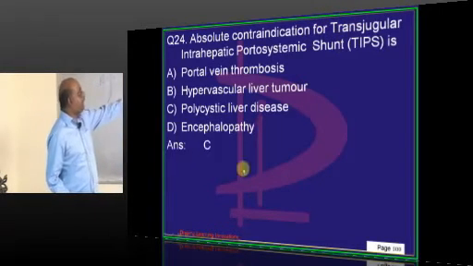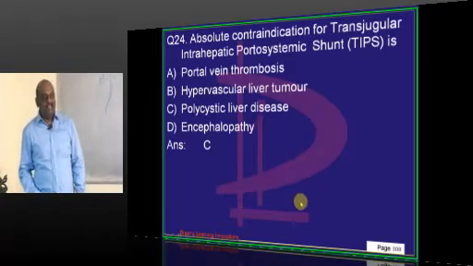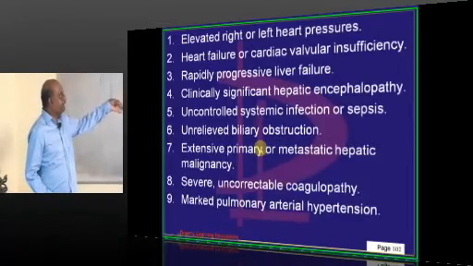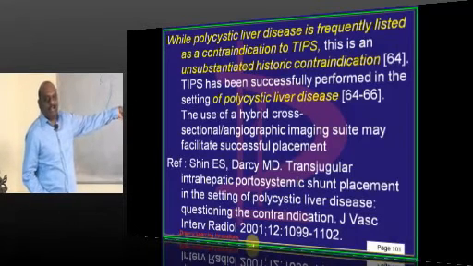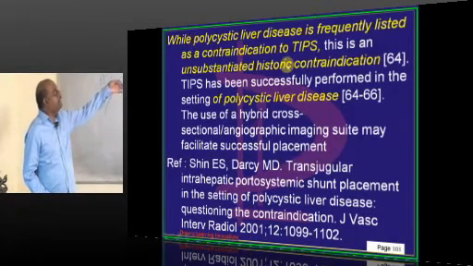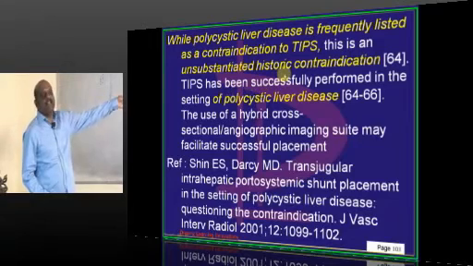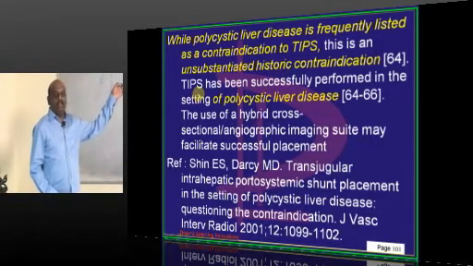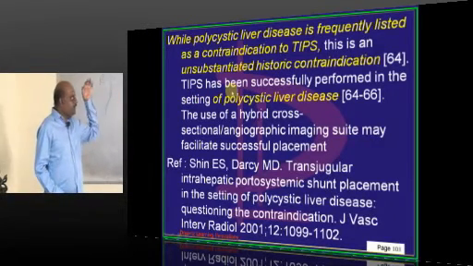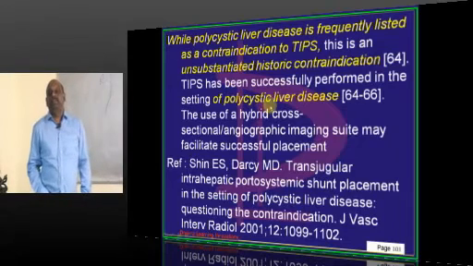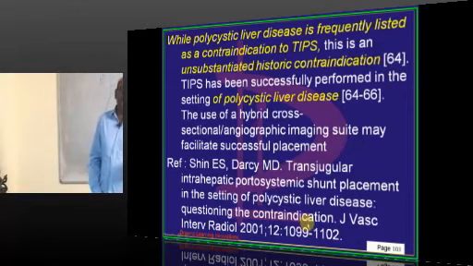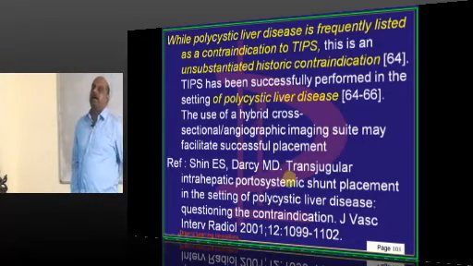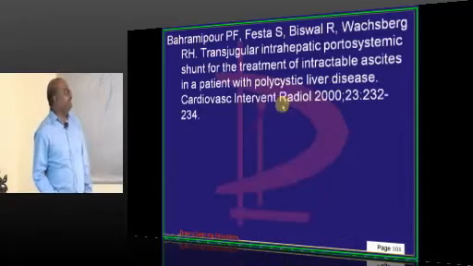Because earlier they used to think polycystic liver disease was a contraindication. But there are papers which support that, if you go to the Journal of Vascular and Interventional Radiology, polycystic liver disease was commonly cited as a contraindication to TIPS, but it is no more a contraindication for performing TIPS in the modern school of thought. Maybe the examiner missed this journal finding, so he gave that as an answer, but that is not a contraindication anymore.